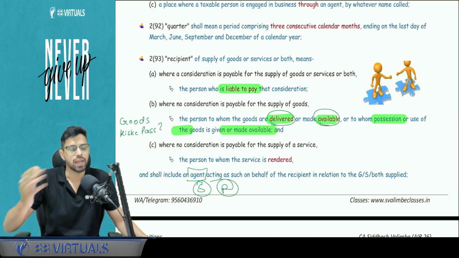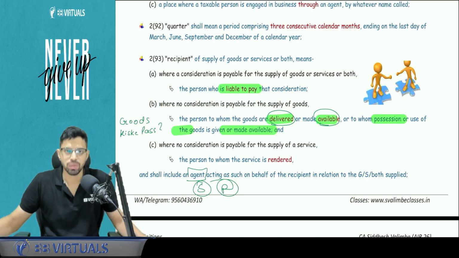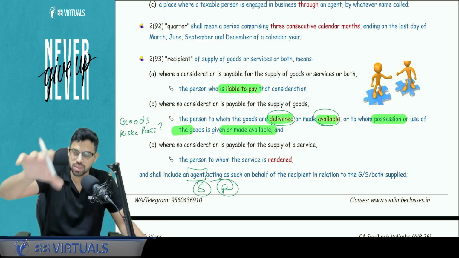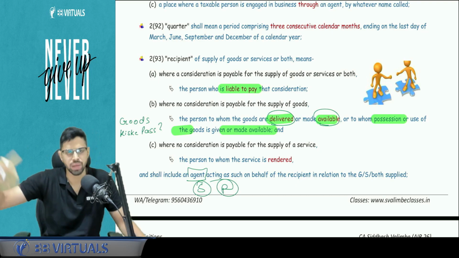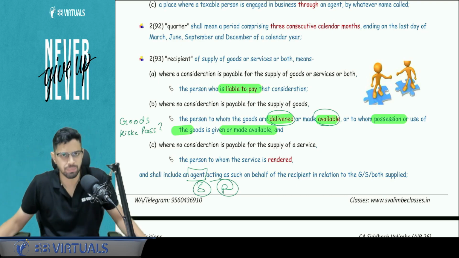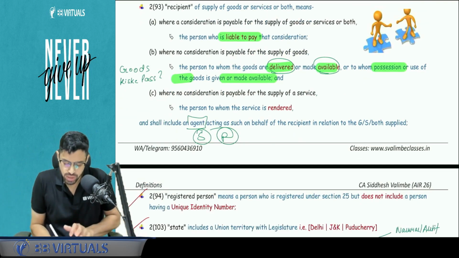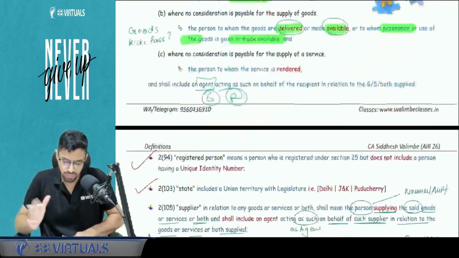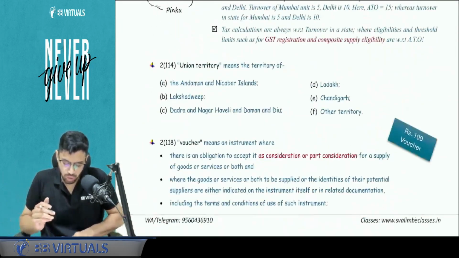Okay. Again, agent is included for the purpose of recipient. You and me were the seller. I was selling goods to you. Tomorrow you said that, sir, instead of me, just deliver it to him. He is my agent. So, okay. That agent is also for me, my recipient only. So it includes agent acting on behalf of recipient. So this is the basic definition that I wanted to cover.